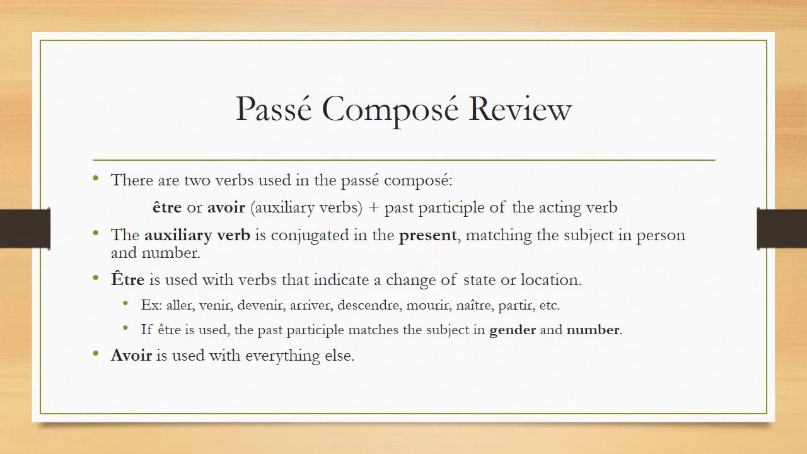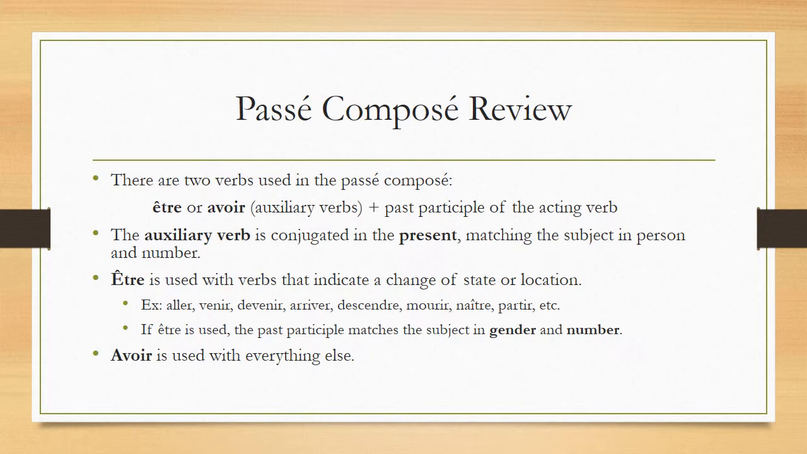Now there are two verbs in the passé composé, the auxiliary verb and the past participle. There are two auxiliary verbs, être and avoir. Être is to be, avoir is to have. The auxiliary verb is conjugated in the present tense, and it matches the subject in person and number.